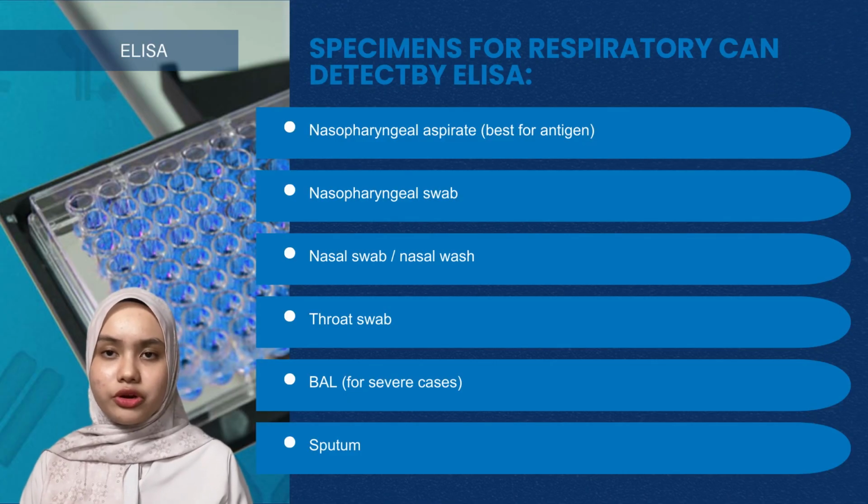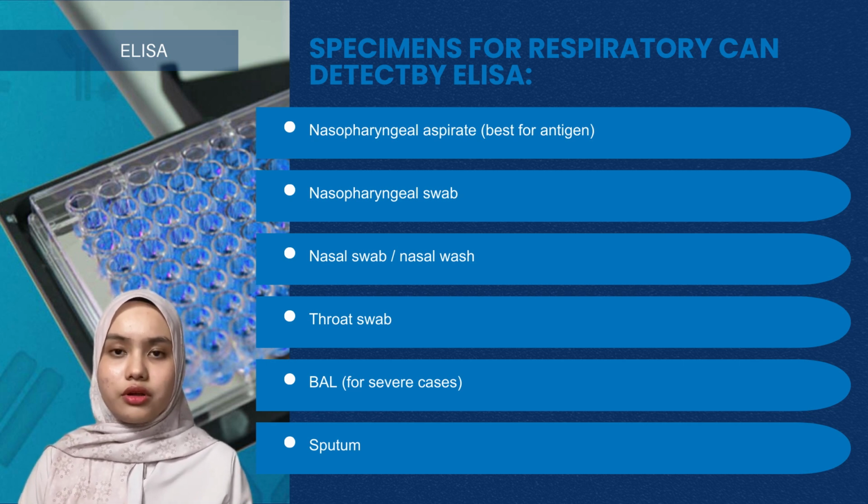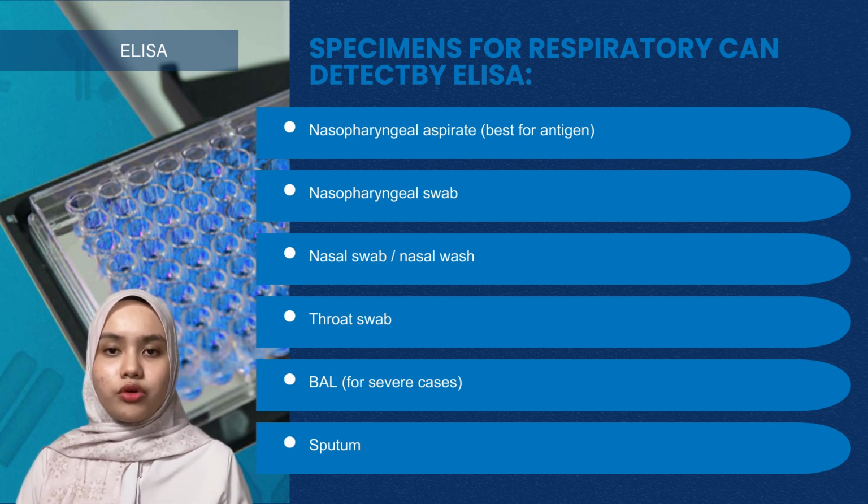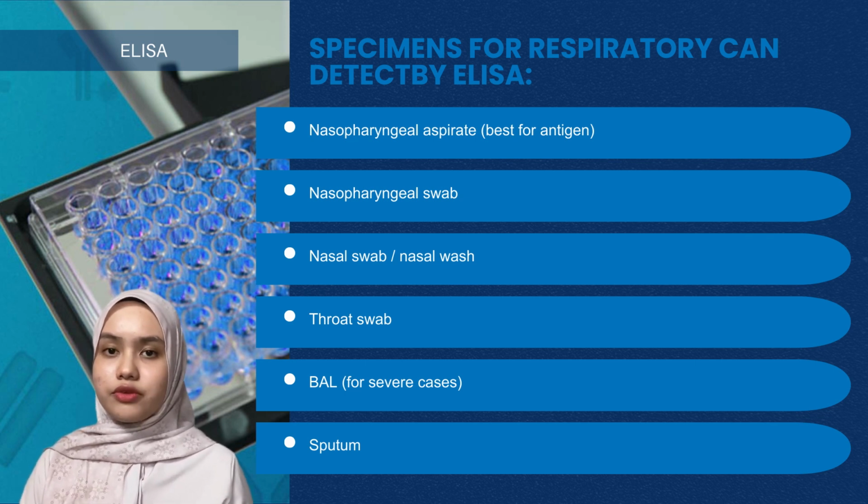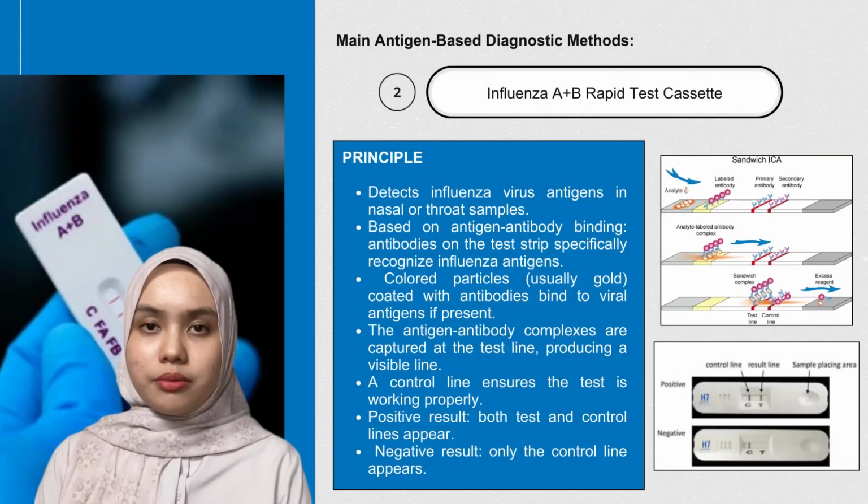Specimens for respiratory infections that can be detected by ELISA are nasopharyngeal aspirate, nasopharyngeal swab, nasal swab or nasal wash, throat swab, bronchoalveolar lavage fluid in several cases, and sputum. The second method is the rapid influenza A and B test cassette.